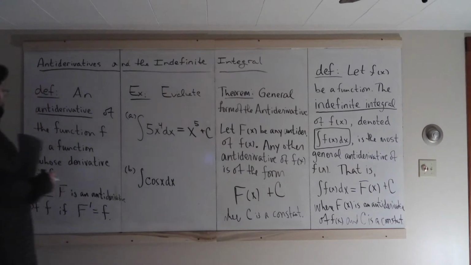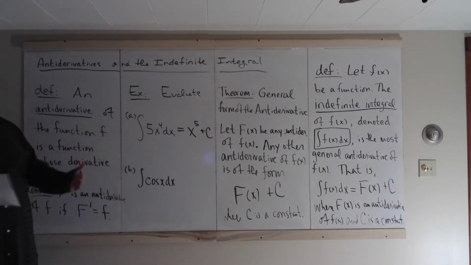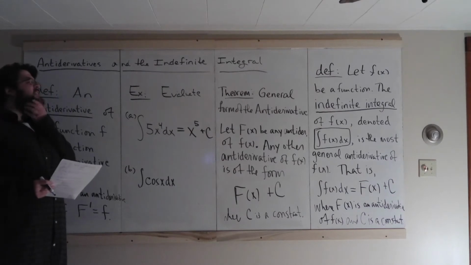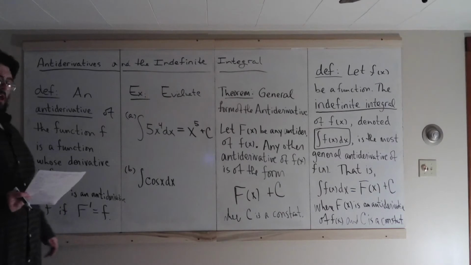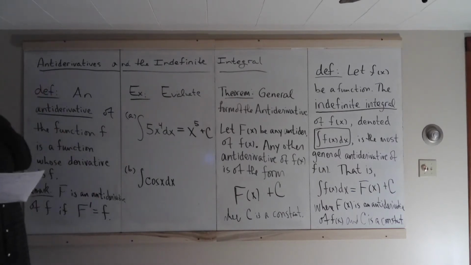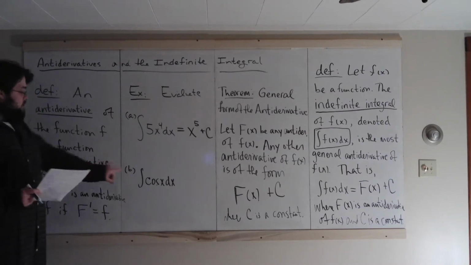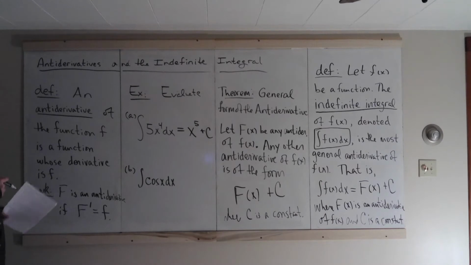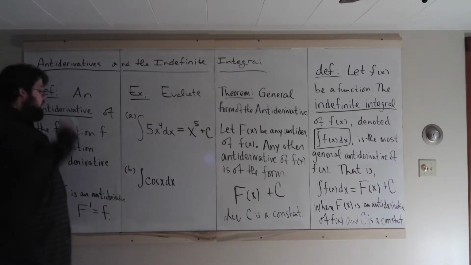Now how about this next one? Cosine of x. Well, what do we need here? We need an antiderivative of cosine of x. We need a function whose derivative is cosine of x. Do we know any? Well, what do we have in trig? Derivative of tangent is secant squared. That's not going to help us. Derivative of cotangent, negative cosecant squared. That's not going to help. Derivative of cosine is negative sine, but that's not helpful here, because we don't want the derivative of cosine. We want a function whose derivative is cosine.